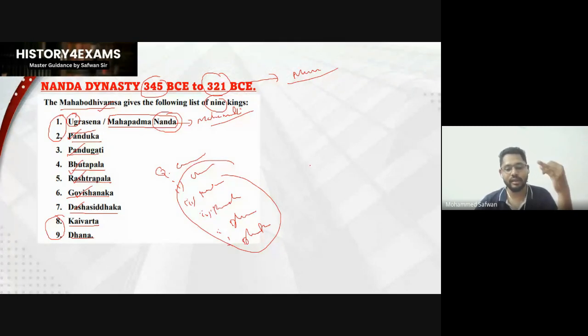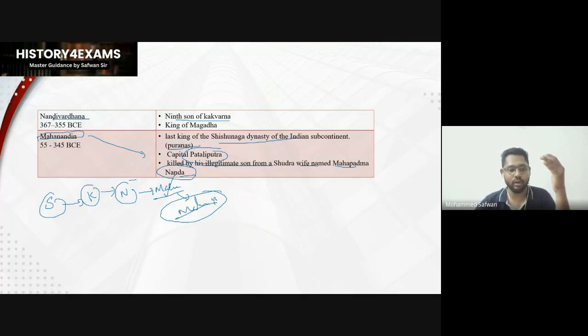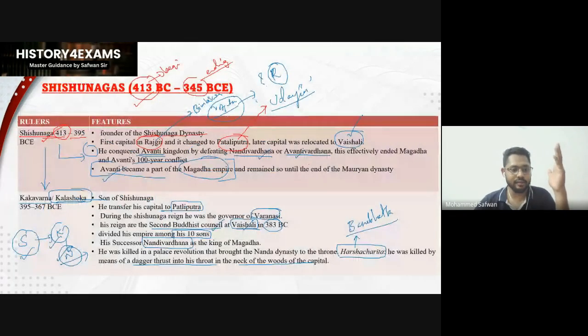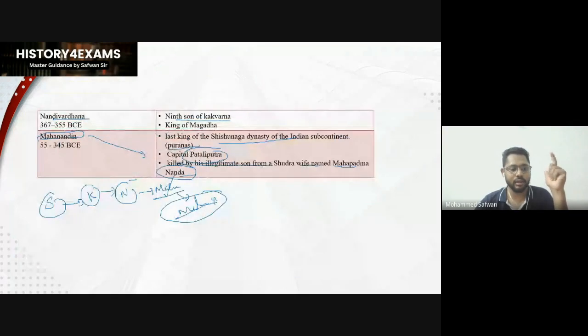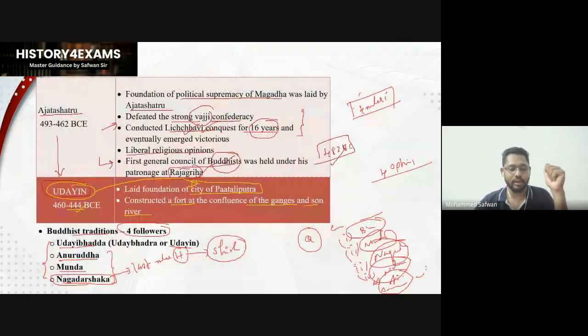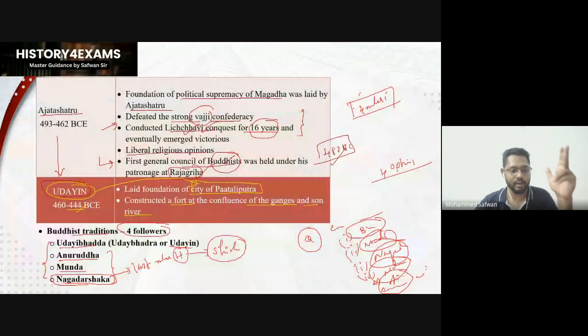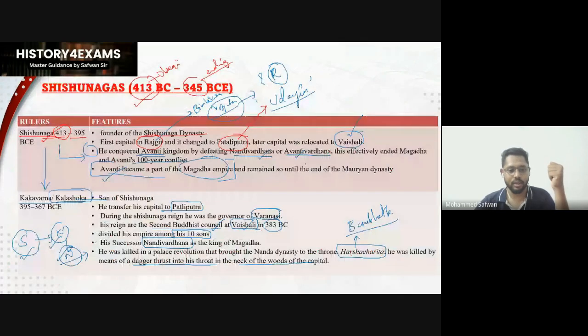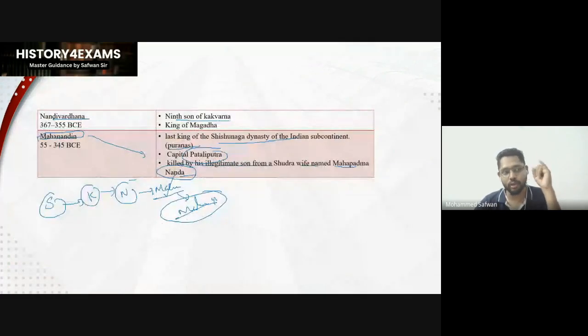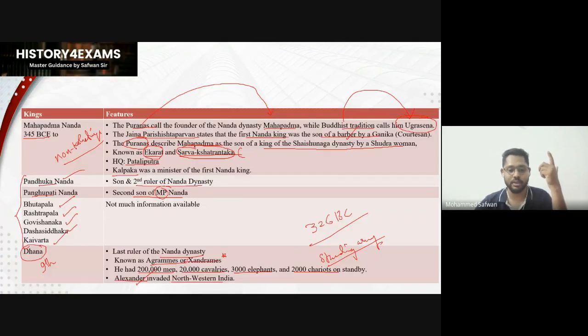those dynasties having more than 4 rulers. As part of that, you have to note the Shishunaga dynasty having Shishunaga, Kakavarna, Nandivardhana, Mahanandin. Similarly, before that, you have to know the Haryanka dynasty, beginning with Bimbisara, Ajatashatru, and finally Udayin, Aniruddha, Munda, and Nagadarshaka. At least you should know the most important rulers and the first and last ruler of every dynasty, because you can use that information to eliminate other options.